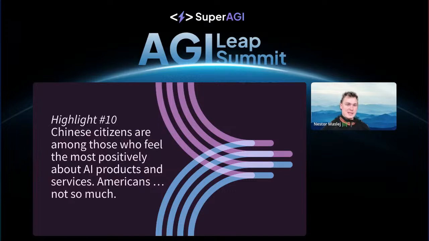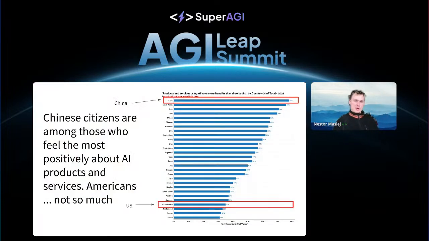And then the 10th highlight is that Chinese citizens are among those who feel the most positively about AI products and services, whereas Americans really not so much. So if you look at data from Ipsos that is asking citizens, products and services using AI have more benefits than drawbacks, to what degree do you agree with this? Chinese citizens are much more likely to agree with that in comparison to American ones.